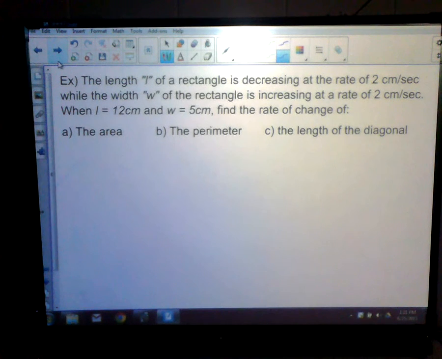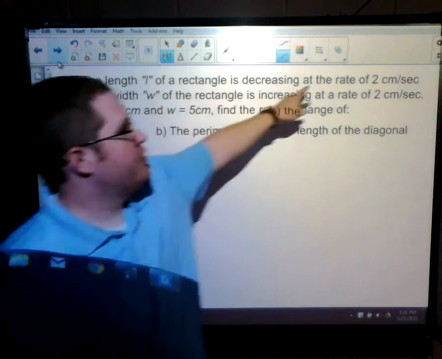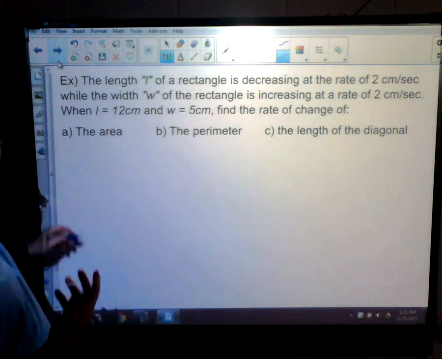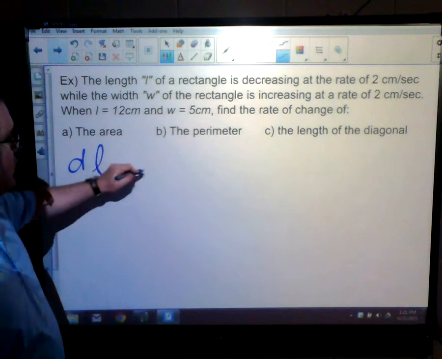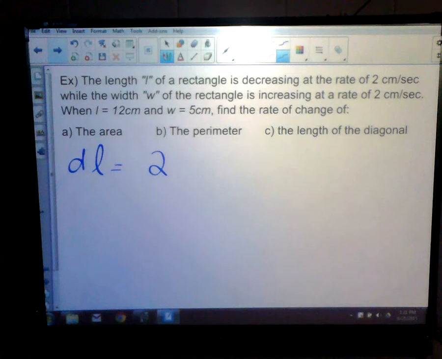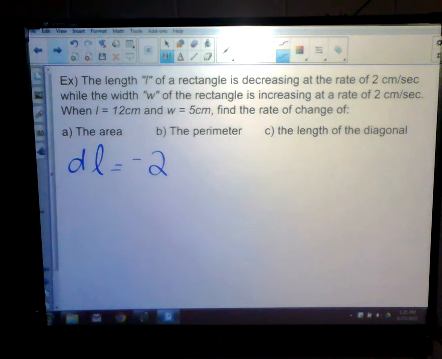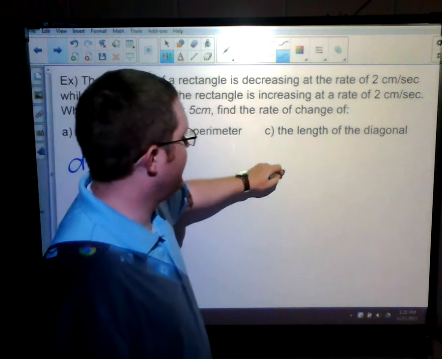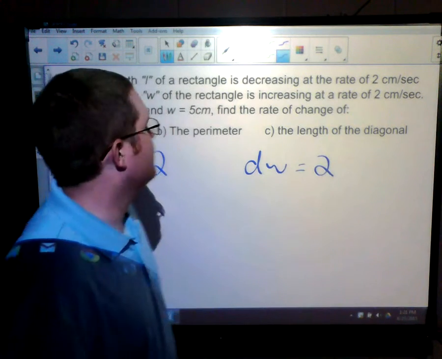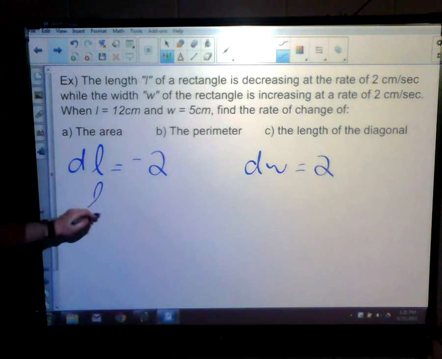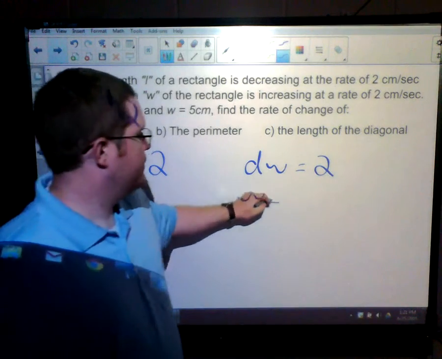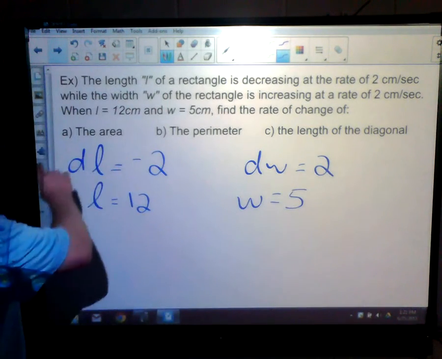Let's try this one. It's 3 problems, but they all go together. The length of a rectangle is decreasing at a rate of 2 centimeters per second, while the width is increasing at a rate of 2 centimeters per second. So, L is not 2. It's changing. So, dL is equal to 2. And even that's not right. Because it's decreasing at a rate of 2 centimeters per second, I'm going to put negative 2. While the width is increasing at a rate of 2 centimeters per second, so the width is changing at positive 2 centimeters per second. When L is 12 and W is 5, find the rate of change of each of these.